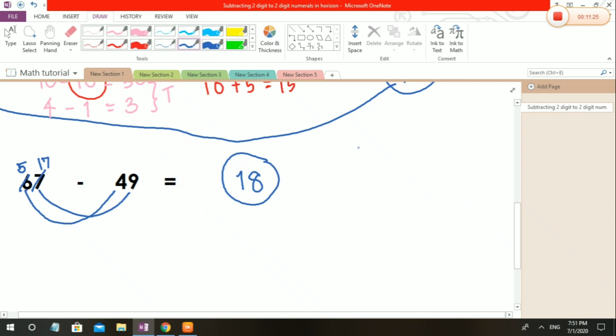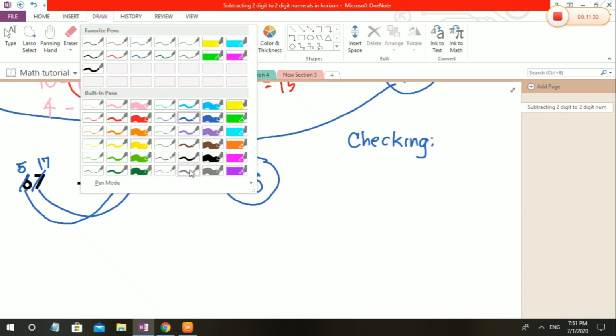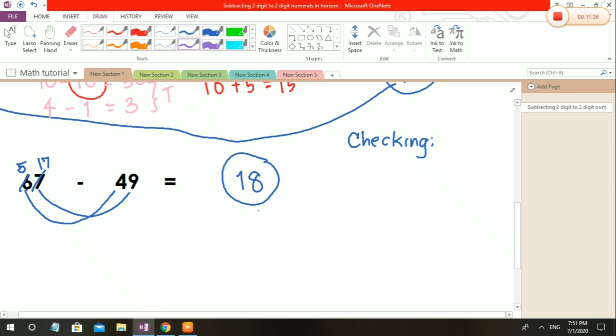How to check your answer? To check your answer, you are going to add the difference and the subtrahend. So it will be what? 18 plus 49. 8 plus 9 is equal to 17. Carry over 1. 1 plus 1 is 2. 2 plus 4 is 6. So it means our answer here is correct.